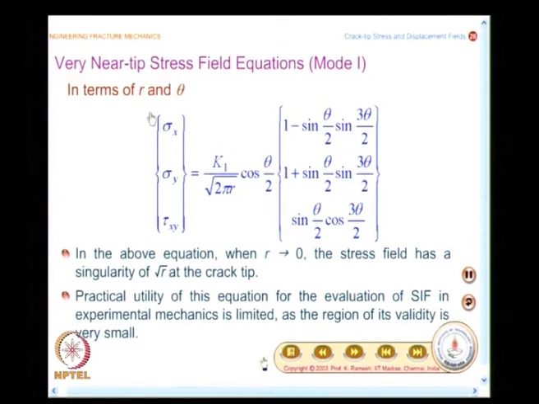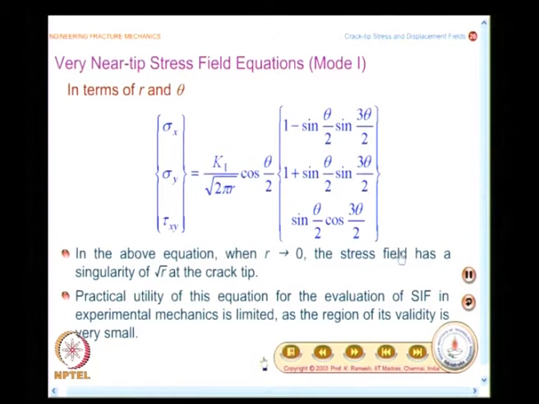Right now, we have been successful in getting the stress field very close to the crack tip, because we have made an approximation that z naught is very small in comparison to a. Is it useful for experimentalists? If you raise that kind of a question, the answer is no, because the region of its validity is very small. In fact, conventional books on fracture mechanics provide you only this solution. They do not even discuss the higher order terms.